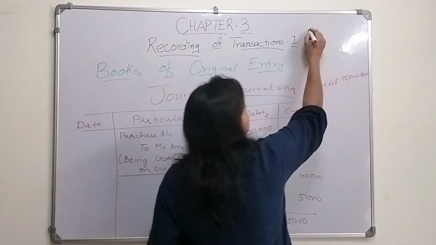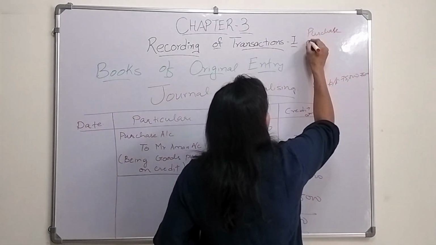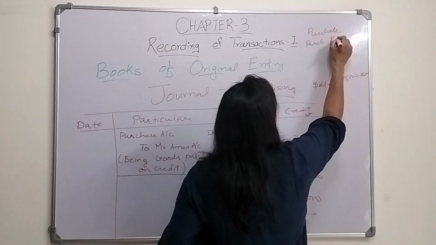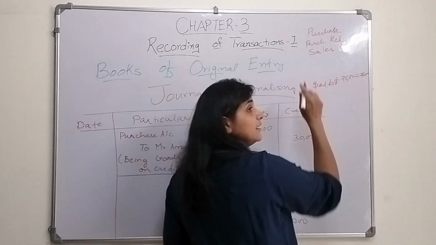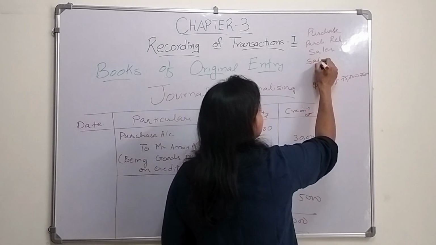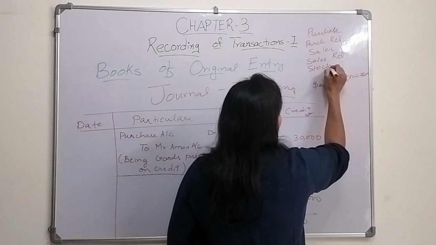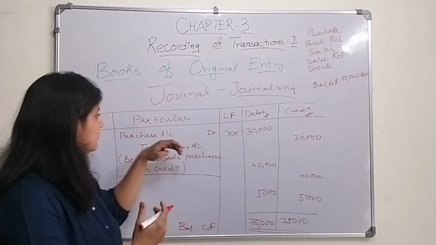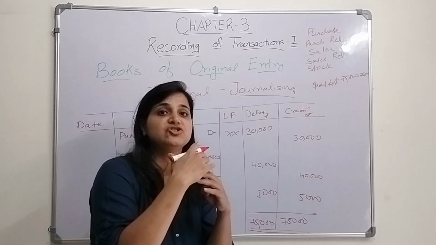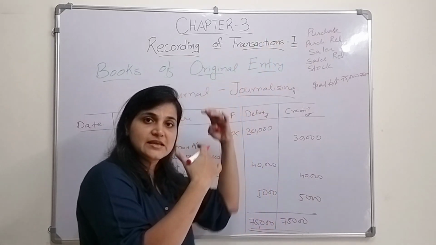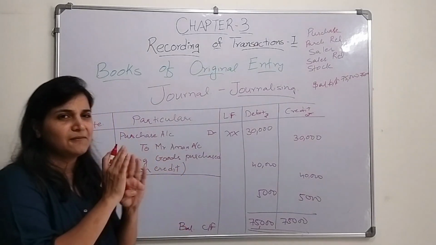We will purchase it. We may return it, so it will be purchase return. We sell it, so sales. We may return those goods, so sales return, and the stock. So if we are purchasing, we will write purchase account. If we are returning the goods that we have purchased, we will write purchase return account, sales account, sales return account, and the stock.